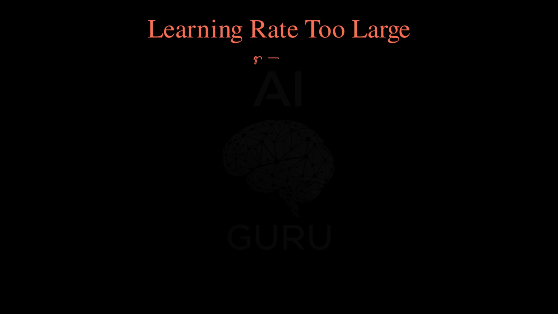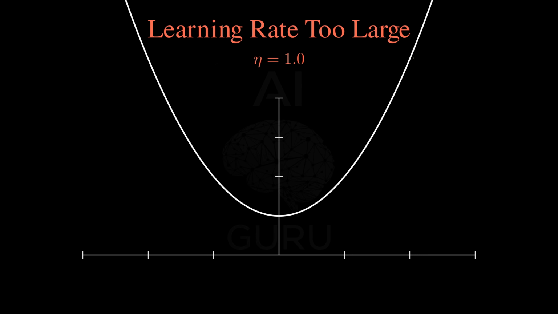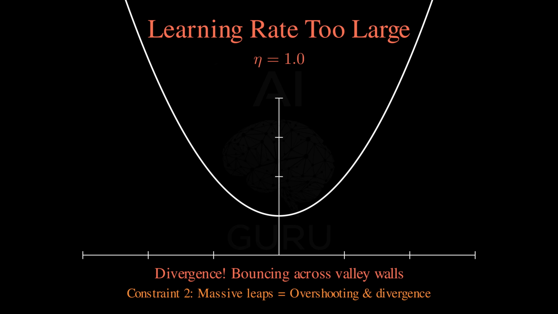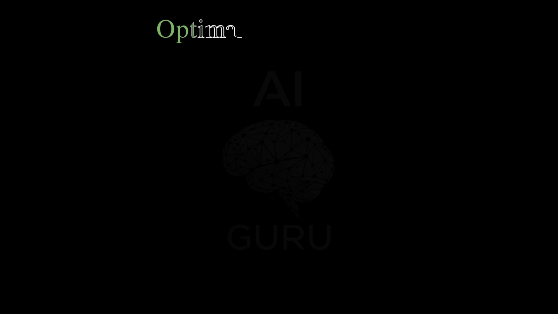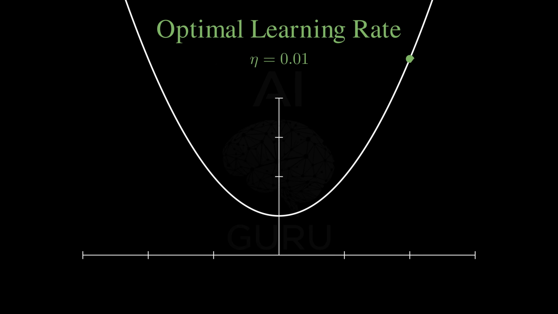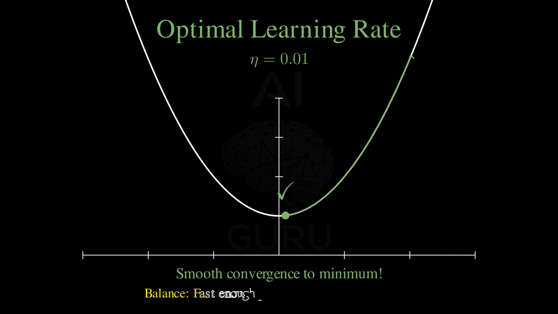And constraint number 2, the failure you just experienced. If eta is too large, like your 1.0 example, you're taking massive leaps. The weight updates overshoot the minimum completely. Instead of settling into the lowest point of the error function, the weight adjustments just bounce back and forth across the valley walls. This causes the weights to diverge, and that results in the nonsensical exploding loss you observed. So finding the optimal learning rate is just balancing the risk of painfully slow progress against the risk of catastrophic divergence. That's the game. That provides great context for why we need more sophisticated optimizers than just basic gradient descent.